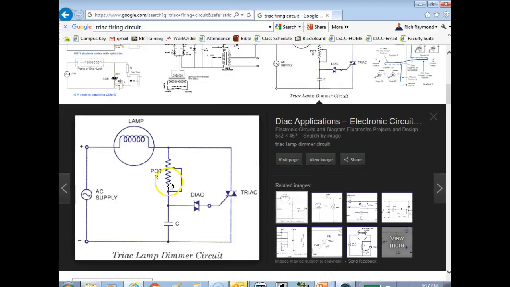See, most of the time, this would be a light dimmer circuit right here, except they're drawing the lamp real big. The lamp wouldn't be right there either way. The lamp would be over here.